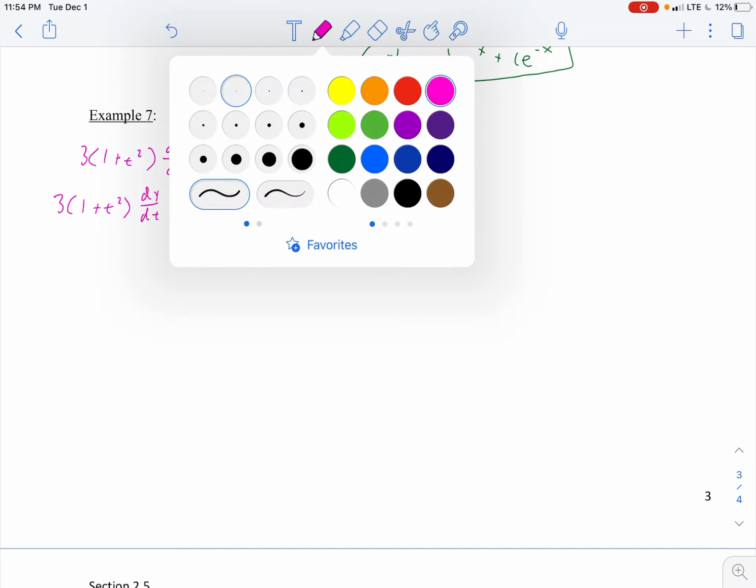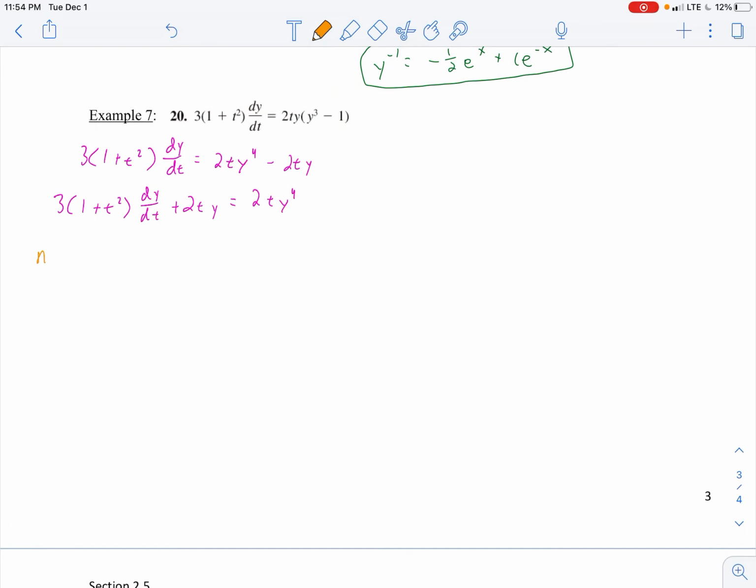And so now I know my n is 4, so that means that my u is going to be y to the 1 minus 4, or y to the negative third. Now, u is equal to y to the negative third, or y is equal to, go ahead and get rid of that 3, so it's going to be cube root and negative, so u to the negative 1/3. Alright, so now we have what u is.